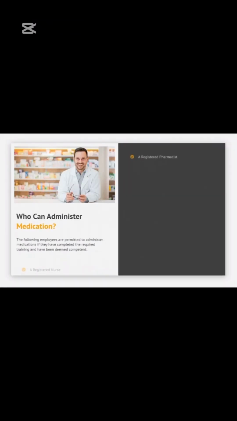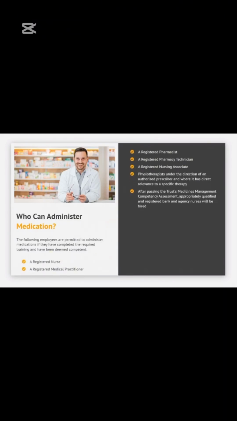Who can administer medication? The following employees are permitted to administer medications if they have completed the required training and have been deemed competent: a registered nurse, a registered medical practitioner, a registered pharmacist, a registered pharmacy technician, a registered nursing associate, physiotherapists under the direction of an authorized prescriber and where it has direct relevance to a specific therapy. After passing the Trust's Medicines Management Competency Assessment, appropriately qualified and registered bank and agency nurses will be hired.